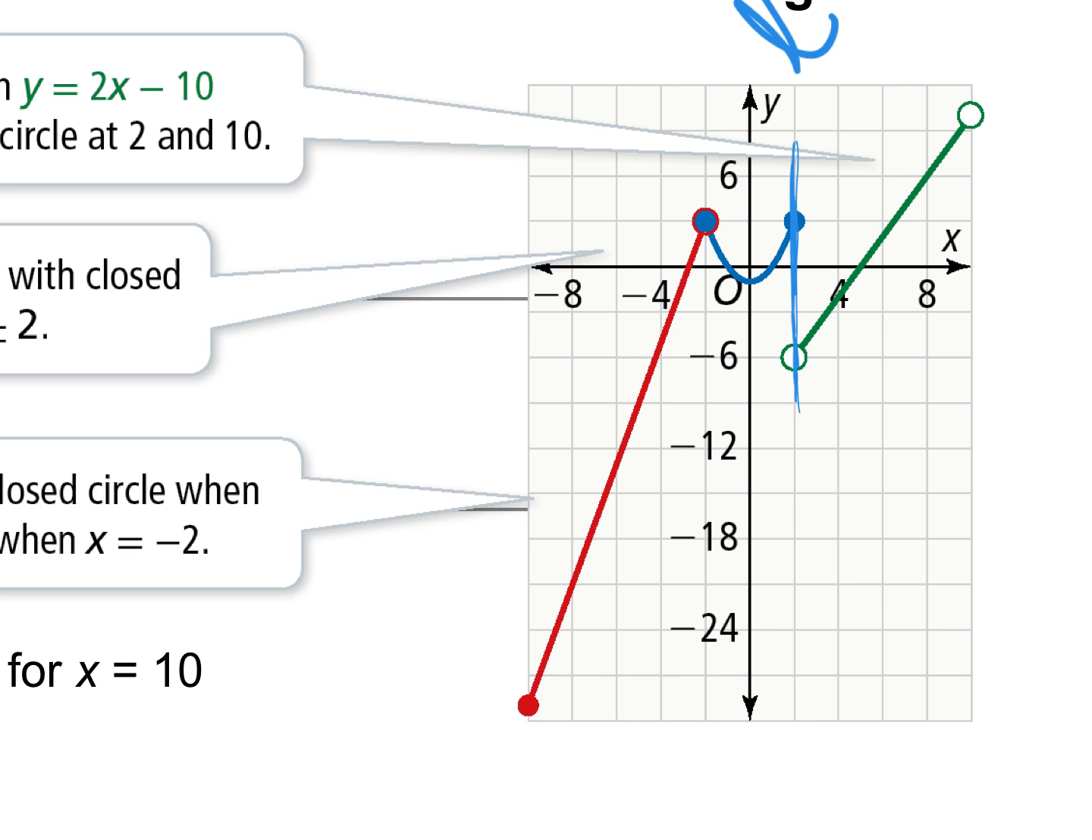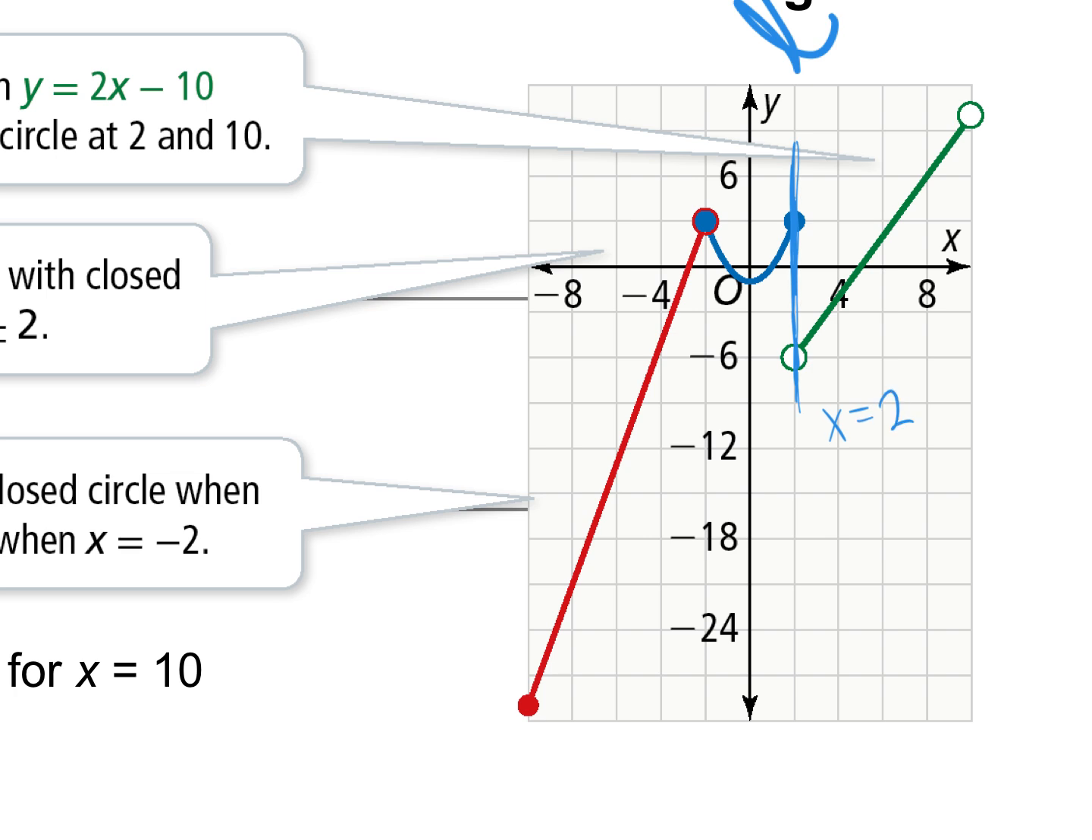Do you agree it's 2 different functions? Yes. Because one's blue, one's green, that's 2 different functions. There's one other big difference. One has closed dots, one of them has open. One's closed, one's open. So this is the value of x equals 2.